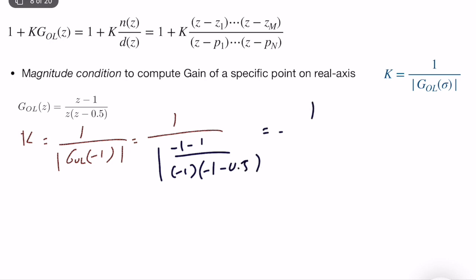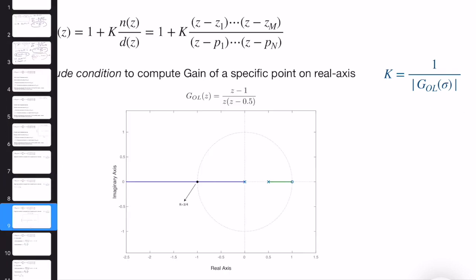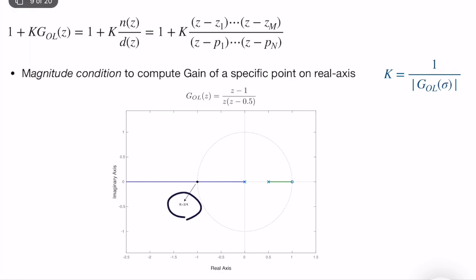It's equal to 1 over, I guess, 2, doesn't matter. And this is, I guess, 1.5. I think so, it's 1.5. It should be something like that. And it is equal to 1.5 divided by 2, which is equal to 0.75. Let's check if it's correct or not. Yes, it's true. As you can see, k is equal to 3 over 4. And this is the Root-Locus, as you can see.